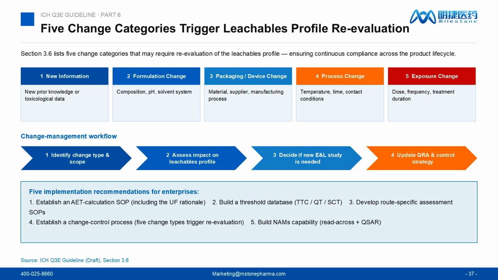A common misconception: the E&L assessment ends at approval. It doesn't, it lives as long as your product does. Section 3.6 lists 5 change categories that trigger reevaluation of the leachables profile.